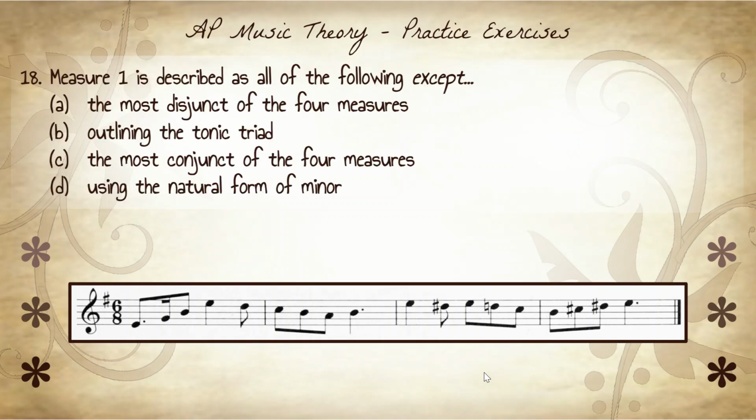Question 18. Measure 1 is described as all of the following except A. The most disjunct of the 4 measures, B. Outlining the tonic triad, C. The most conjunct of the 4 measures, or D. Using the natural form of minor.